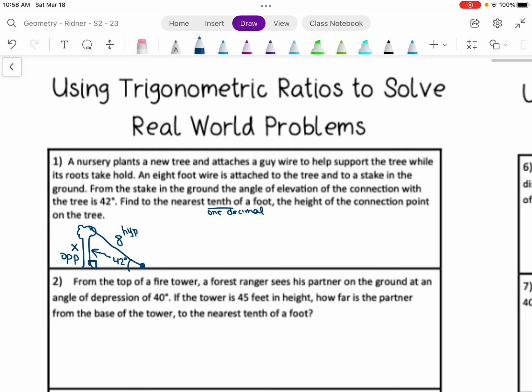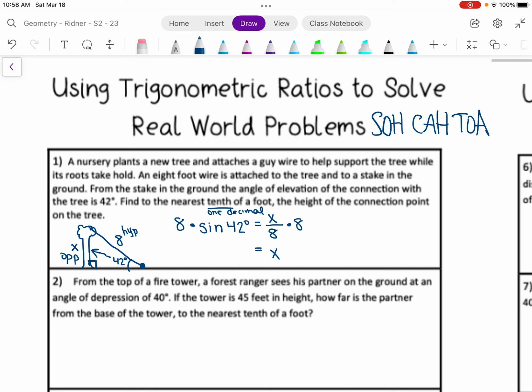If I go back to SOHCAHTOA, so again, this is why it's important that you know the other stuff in the book before you do this one. Opposite and hypotenuse is sine. So when I set this up, it's going to be sine of the angle equals the opposite, which is x, over the hypotenuse, which is 8. When x is on top, I just need to multiply by 8 on both sides. And then I get to type that in my calculator.